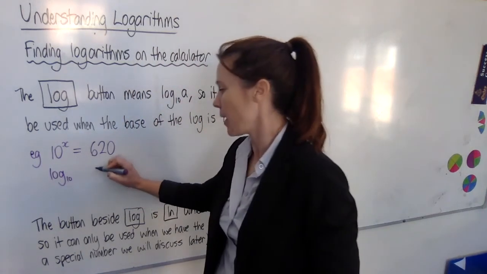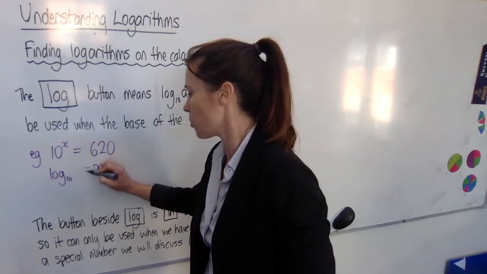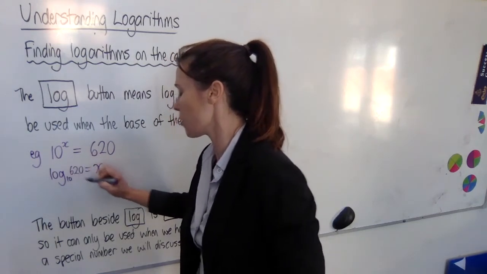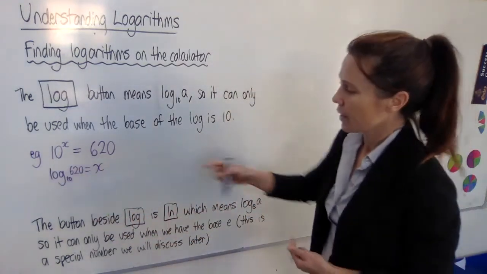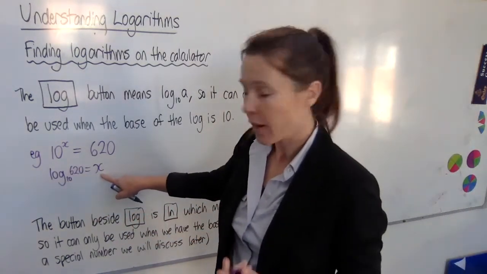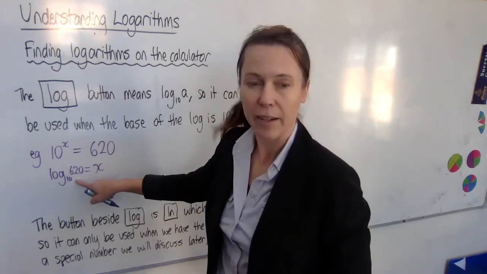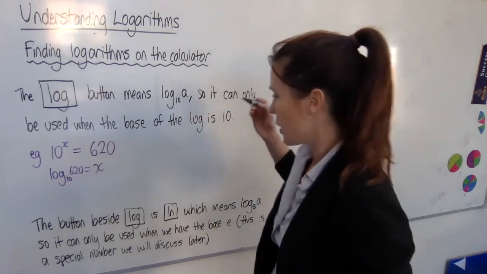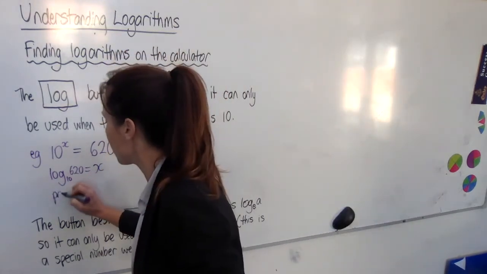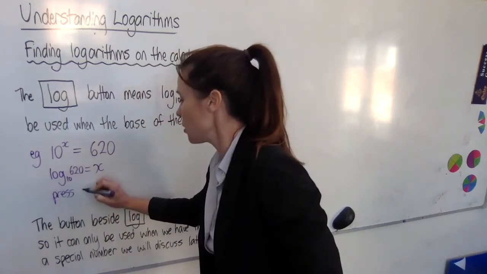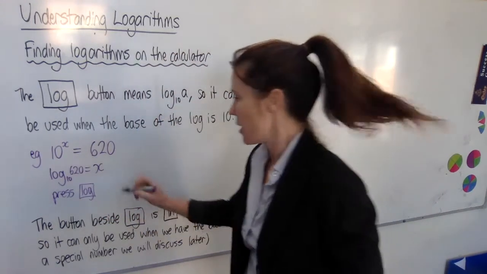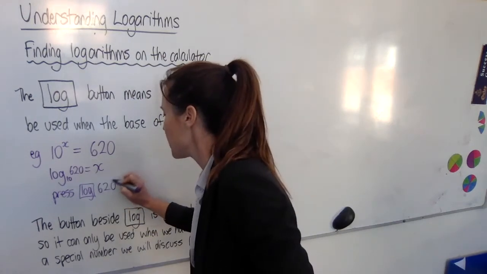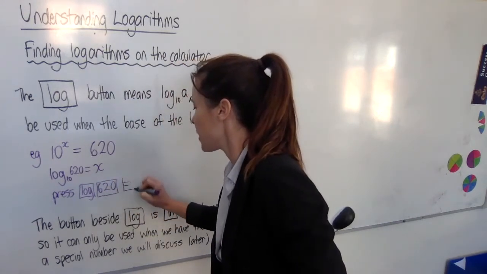10 to the power of x equals 620. We've got our funny way of telling the story and writing it round in that loop. Now we have the x by itself. We've actually got something here that we can put into the calculator. And the way that we put it in is we press the log button, which means log to base 10, and then we type in 620, and then we hit the equals button.